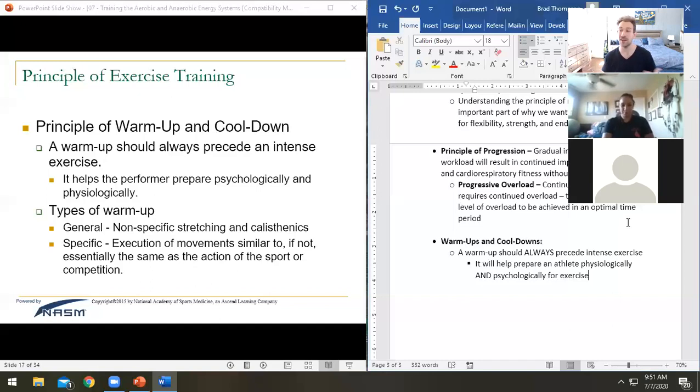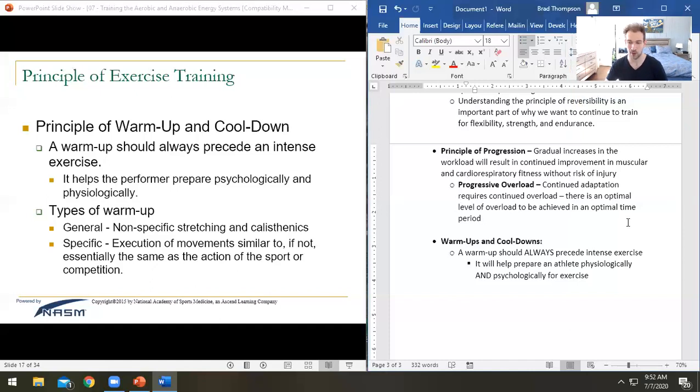That's my version of meditation sometimes. Talk to anybody who meditates, they'll tell you it gives you a chance to just be present and focus on the thing that you're working on. So do not understate the psychological benefits of a warm-up. Now, there are two types of warm-ups.